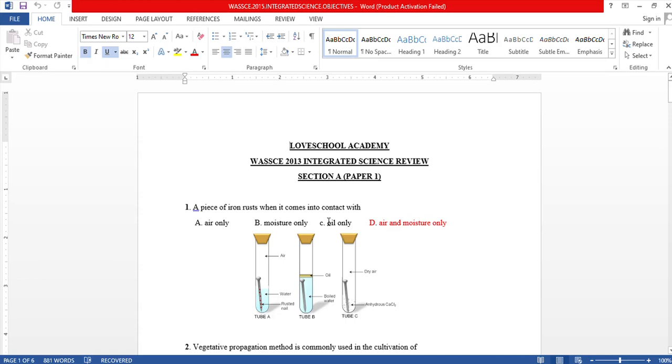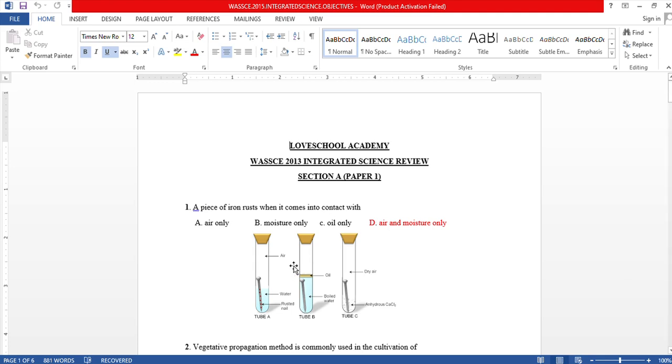I want to look at a different year, do a review on some WASSCE questions, especially for those who are about to write their WASSCE examinations. And as usual, we normally would add pictures to these questions so that when we are explaining the answers, you can easily understand them.